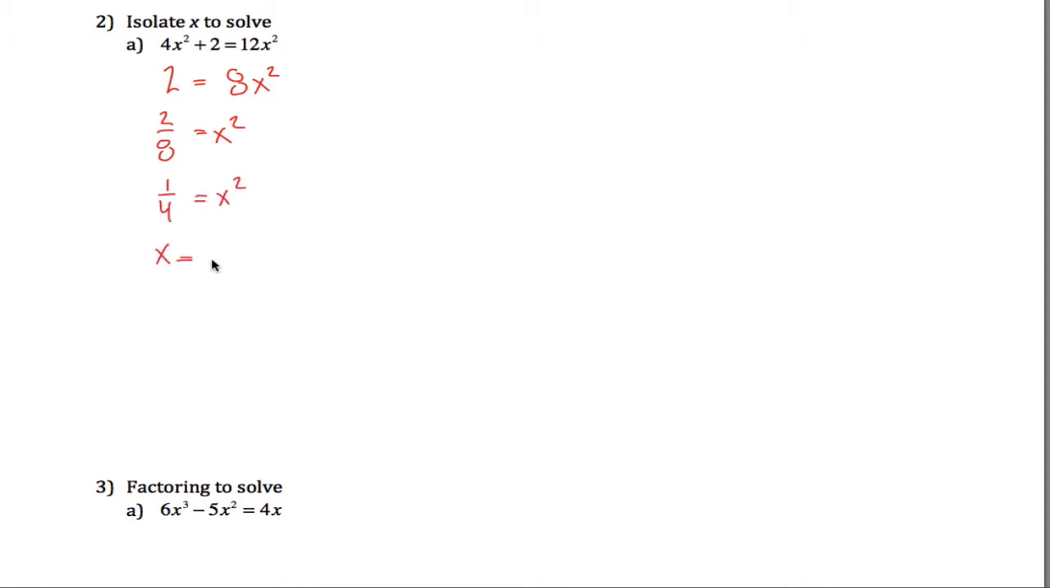So if I take the square root of both sides of the equation, and I remember that every time I take the square root, I've got to put in a plus or minus. I get x is plus or minus the square root of 1/4. However, the square root of 1/4 is the square root of 1 divided by the square root of 4. Square root of 1 is just 1. Square root of 4 is 2. So what we get for our answers are plus or minus 1/2.